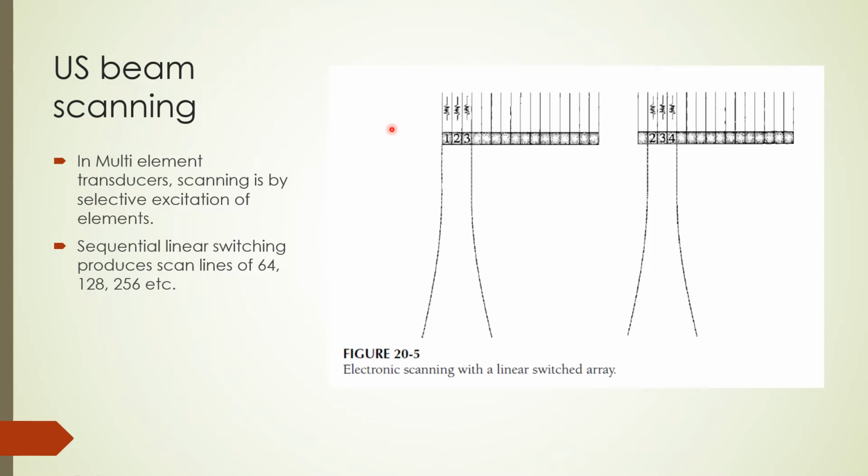By sequentially exciting the entire array, an image composed of typically 64, 128, 256, or 512 scan lines can be obtained.